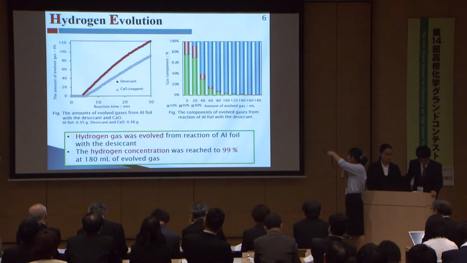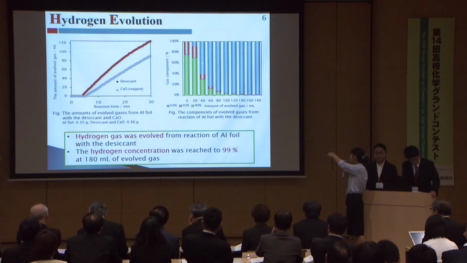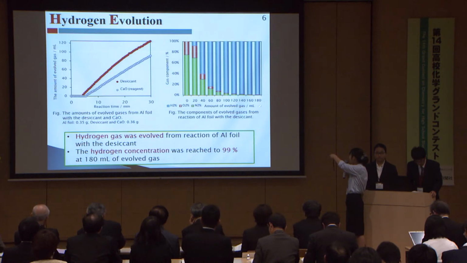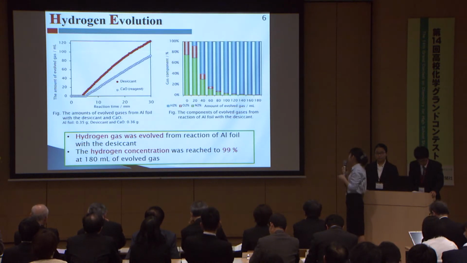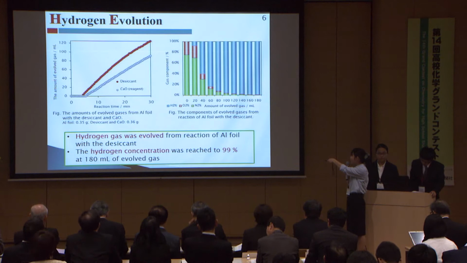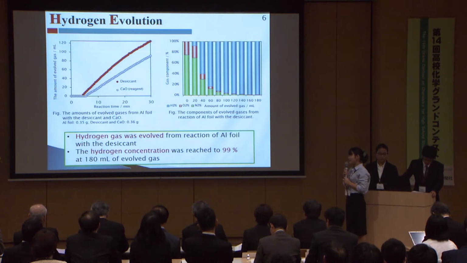This figure shows the result of the components of every gas from the reaction with aluminum foil, identified by gas chromatography. The hydrogen gas gradually increased and reached 99% at 180 milliliters. We found that hydrogen gas was evolved from the reaction of aluminum foil with the descant. So hereafter, we refer to the evolved gas as hydrogen.